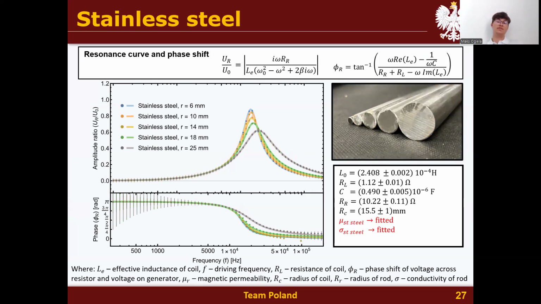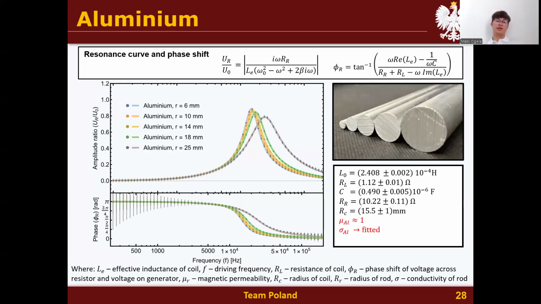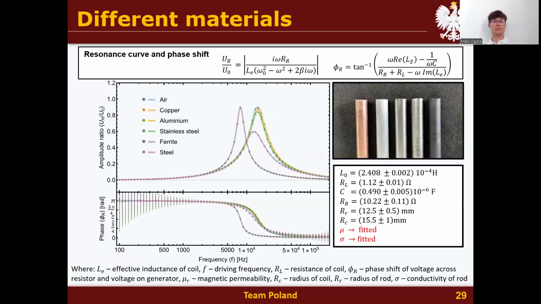Now we can see the results for the stainless steel, for which we were able to obtain the value of the relative magnetic permeability and the conductivity of our stainless steel rods. And again, we can see that our functions fit really well the measurements. The last one are the results for the aluminum rods. So we again assume that the relative magnetic permeability is around 1, the same as we did for the copper. And from these measurements, we are able to obtain the value of conductivity of the aluminum that we used.